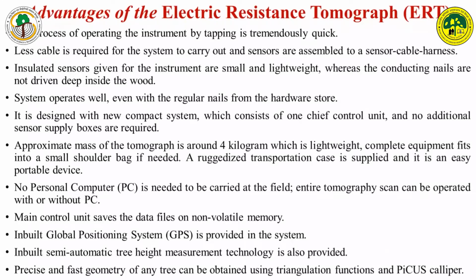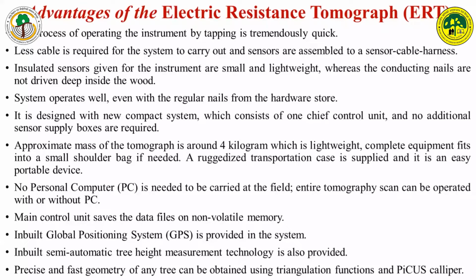Next, let us look briefly at the advantages of the electric resistor tomograph. The process of operating the instrument by tapping is tremendously quick. If you put the nails around the tree circumference and pass a current, within no time the image will be captured. Immediately, we can look at this image using tree cloning software, which is very quick. Fewer cables are required. A minimum of 8 sensors should be connected, and up to 24 sensors can be connected to the entire tree.